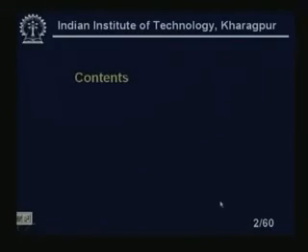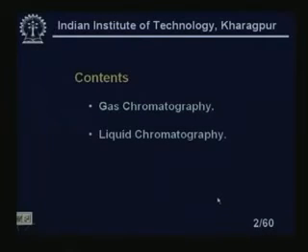The contents are gas chromatography, liquid chromatography, and the chromatogram. We will discuss how the chromatogram should look, what happens if multiple peaks come, what the problems are, and what exactly the shape of the chromatogram should be. That is what lets us find the concentrations of the different components of gases and liquids precisely.